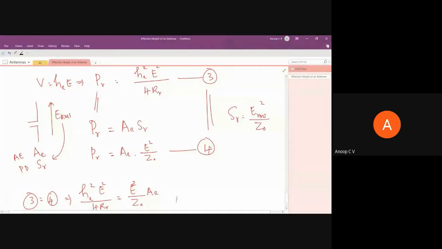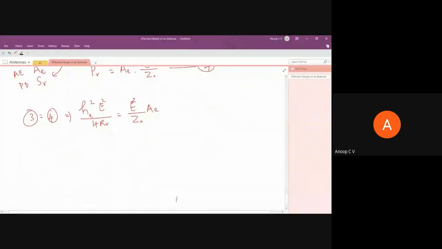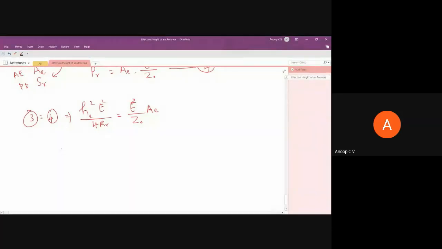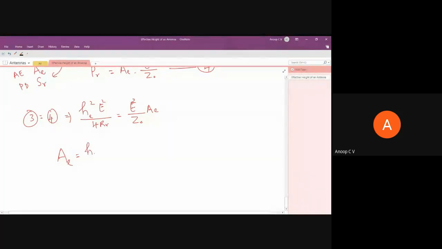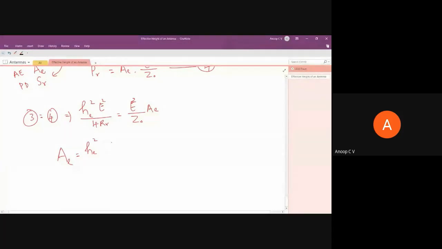If you equate this, AE can be expressed as follows: you take this Z naught and E square here, E square and E square get cancelled. So AE will be equal to HE square Z naught divided by 4 RR, where Z naught is the intrinsic impedance of free space, equal to 120 pi, and RR is the radiation resistance of the antenna. So this is how AE and HE are related.